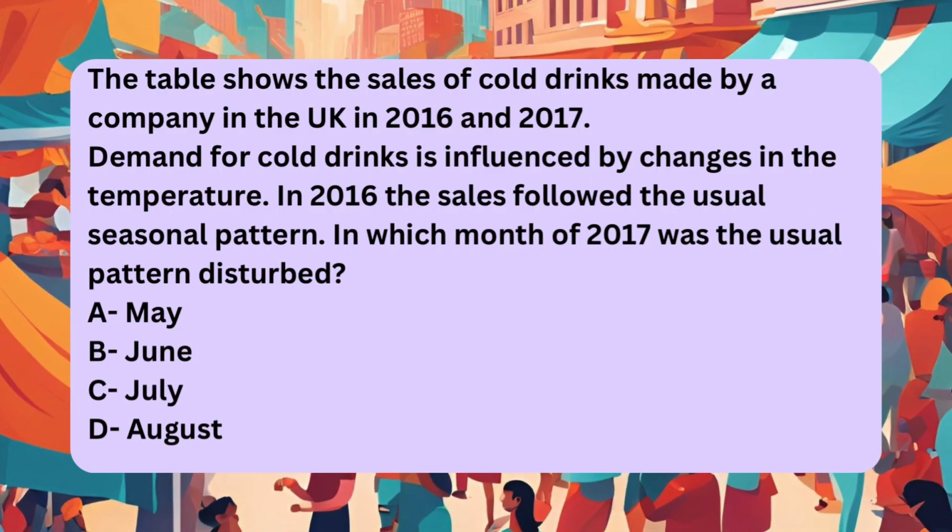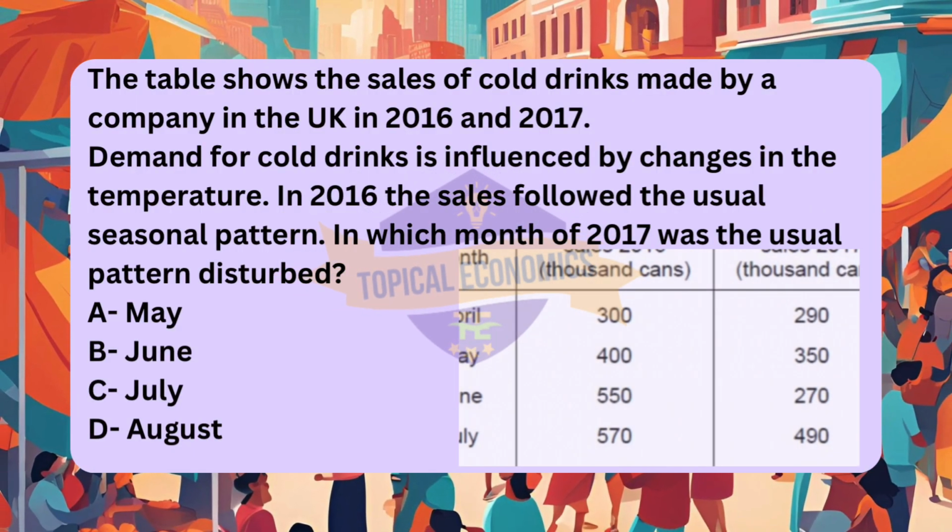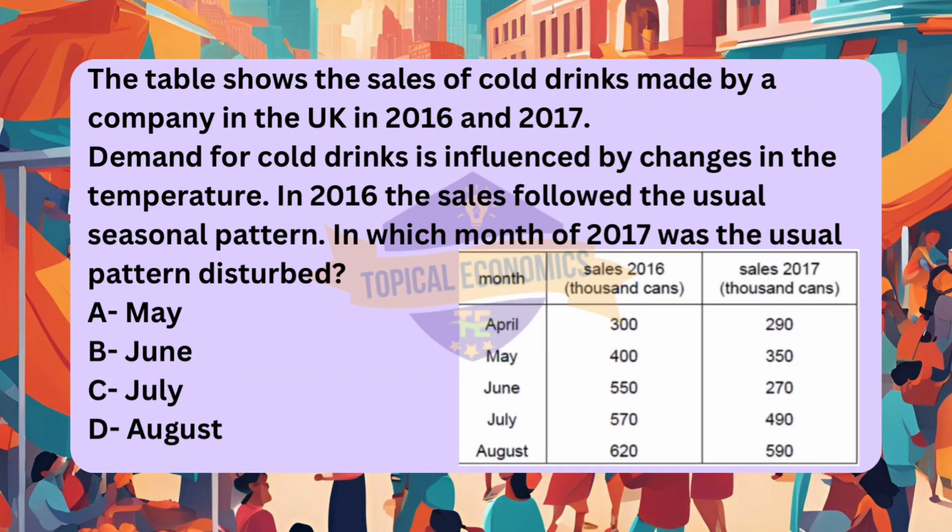Moving to question 4. The table shows the sales of cold drinks made by a company in the UK in 2016 and 2017. Demand for cold drinks is influenced by changes in the temperature. In 2016, the sales followed the usual seasonal pattern. In which month of 2017 was the usual pattern disturbed? A. May. B. June. C. July. D. August. This question is from year 2019 October-November version 1.